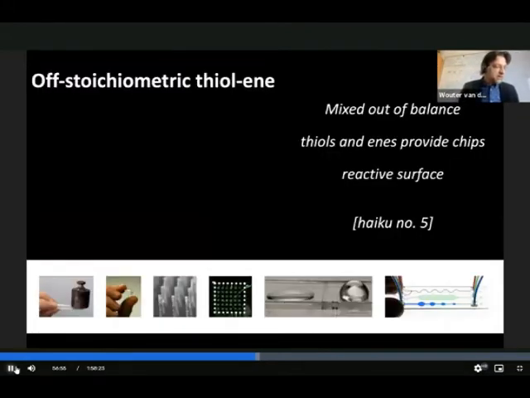I will now do a sidestep and talk about a polymer that we have developed, because in the rest of my talk, I will refer to this polymer. The polymer is called off-stoichiometric thiolene. And this is haiku number five. Mixed out of balance, thiols and enes provide chips, reactive surface.